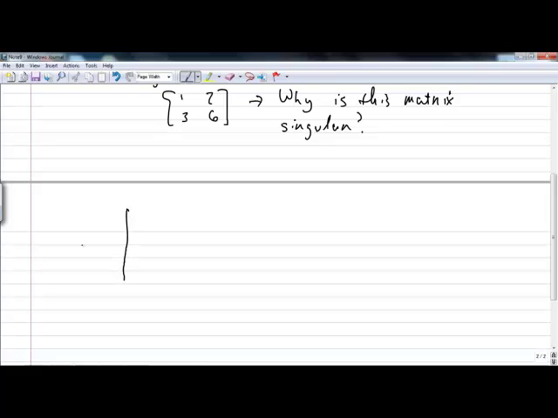If we look at geometrically what this matrix looks like, plotting the columns here, we have 1, 3, this point, and 2, 6, this point.